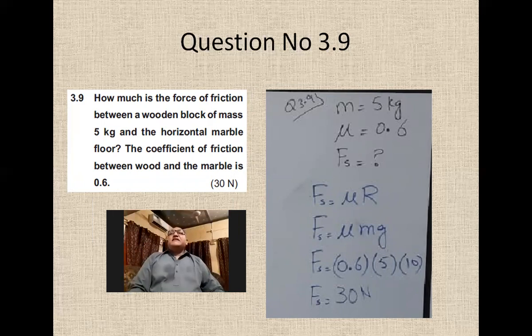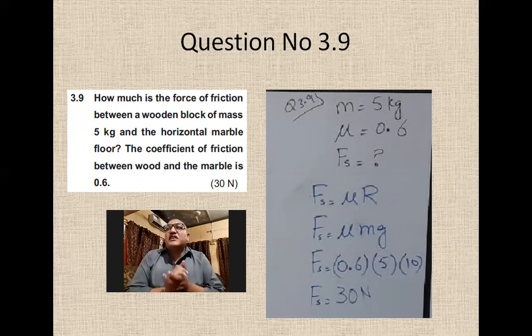Then he says, question number 3.9, how much is the force of friction between a wooden block of mass 5 kg and a horizontal marble floor? The coefficient of friction between the wood and the marble is 0.6. Okay, so we know the mass of the wooden block, and that is 5 kg. So from the mass, I can calculate the normal reaction of the surface.